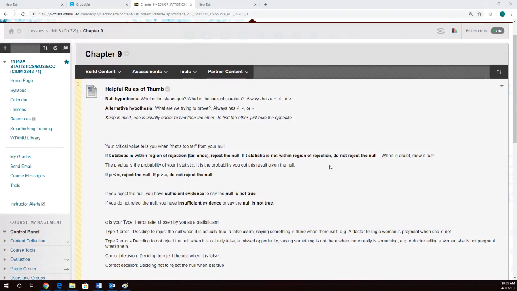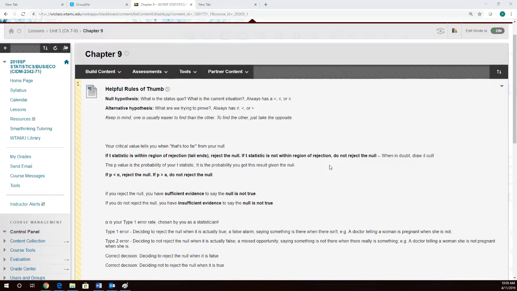So when you're trying to find your null hypothesis and your alternative hypothesis, you should always keep in mind that one is usually easier to find than the other, and that they're going to be the opposite of one another. Your null hypothesis is the status quo, or what has been established in the past, whereas the alternative hypothesis tends to be what you are trying to prove. So because your alternative hypothesis is what you are trying to prove, you want to reject your null hypothesis.